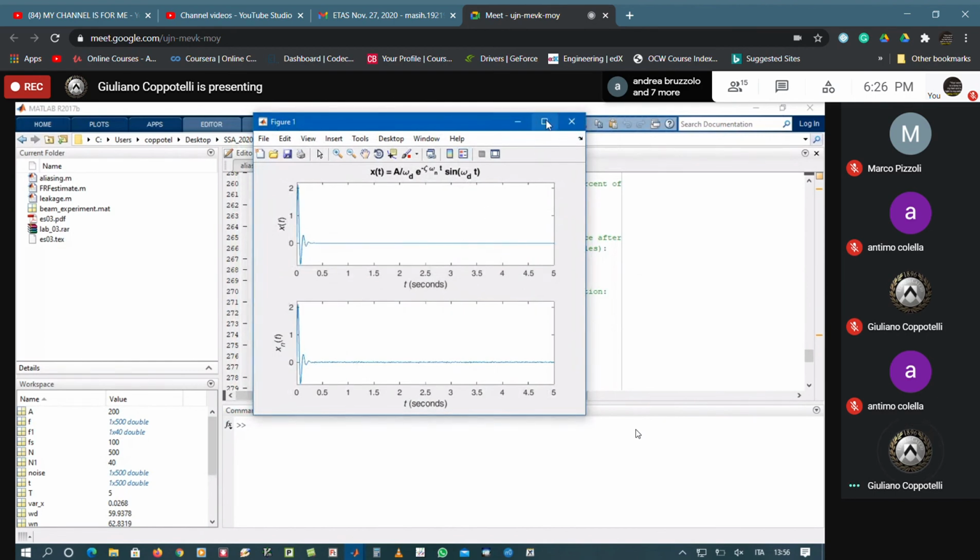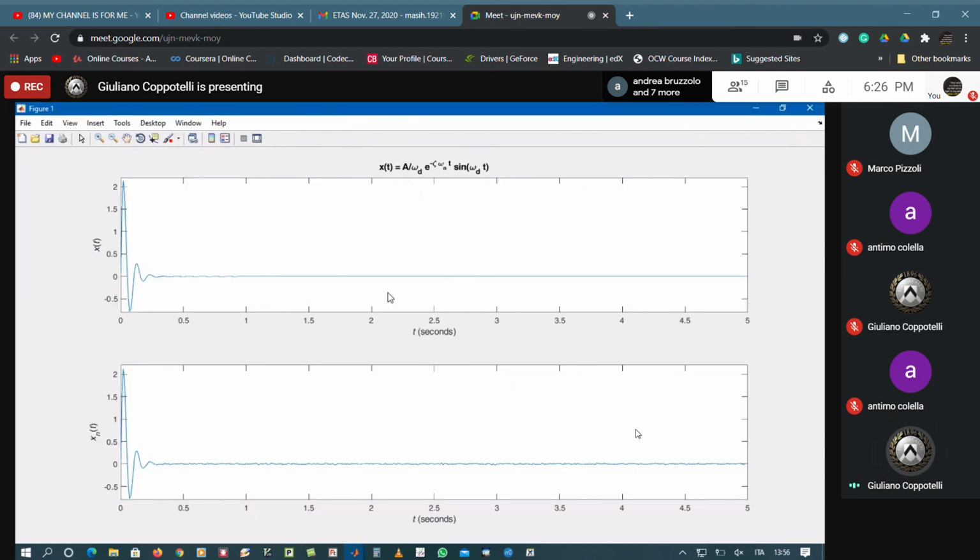And that is, of course, the corresponding time domain. And as you can see, there is not that much to consider here in the time domain. The effects are more visible in the frequency domain.